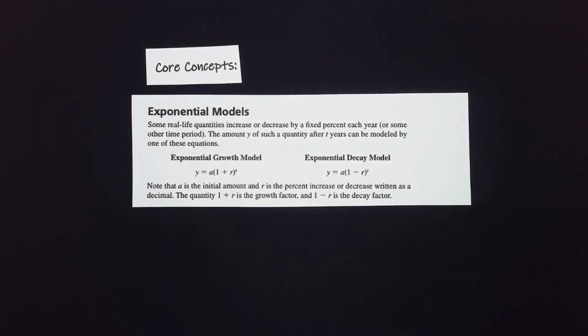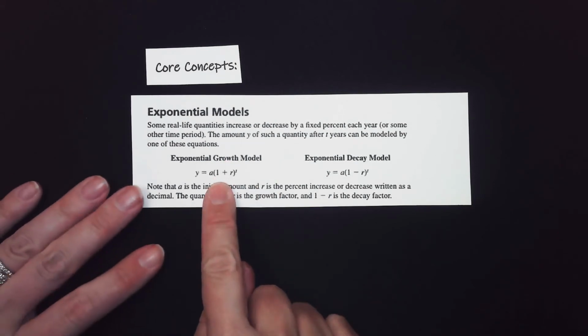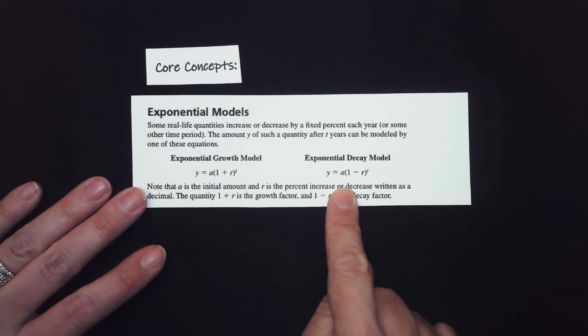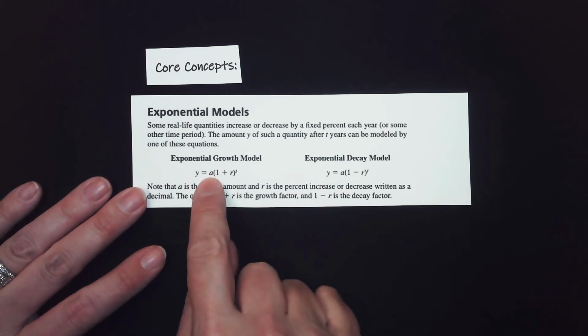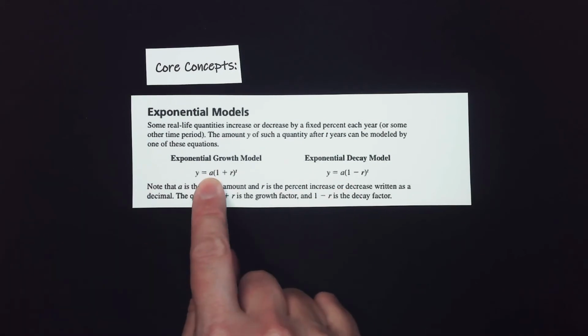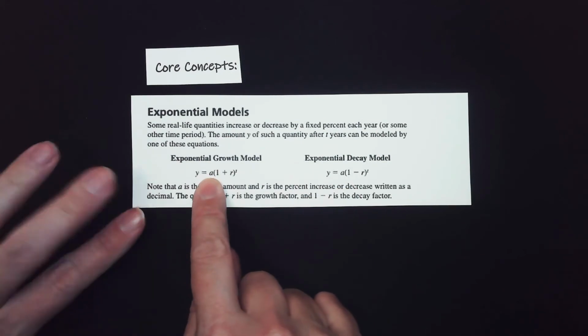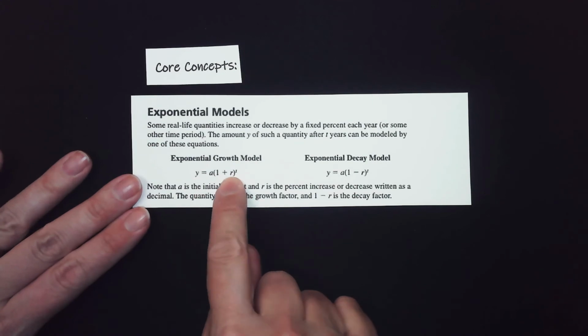Okay? Some real-life quantities increase and decrease by a fixed percent each year, or some other time period. The amount y of such quantity after t years can be modeled by one of these equations. You either have growth or you have decay. The a value is your initial value, what it's starting at. R is the rate, it's increasing or decreasing, and this is a decimal.